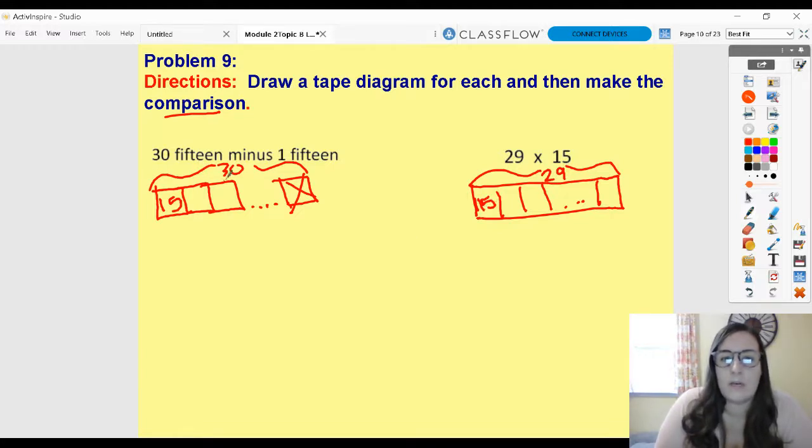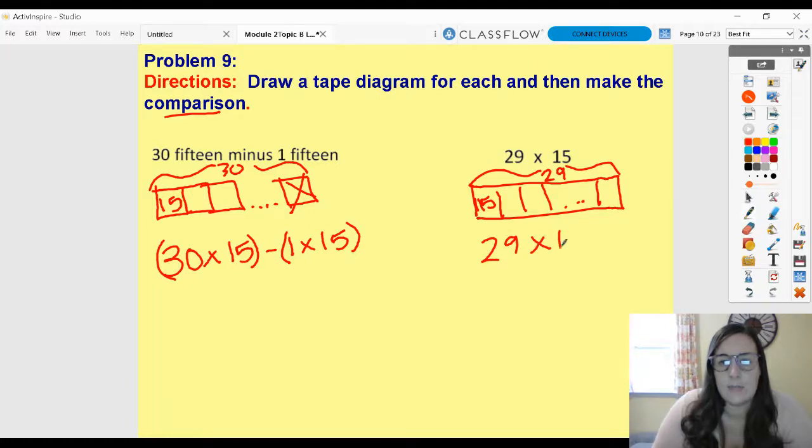So if I think of 30 15s minus 1 15, I think for this one, the tape diagram is helpful, but also if we were to write it out, I want to group those two together. And then we have 29 times 15 is the expression here, obviously. So if we think about there's going to be 30 of those 15s, but we're going to take away one of those 15s, what we're left with is 29 15s. So we want to compare those two.